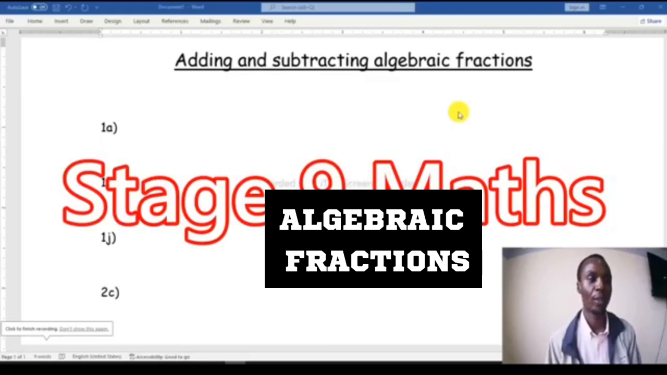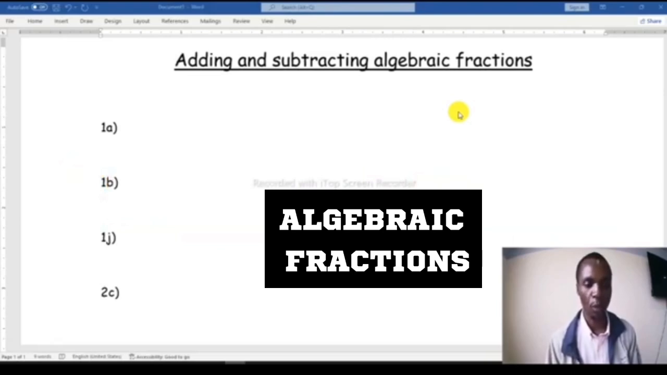We are going to look at our topic, adding and subtracting algebraic fractions. So we should appreciate the fact that an algebraic fraction is any fraction that has unknown variables or letters, like we are talking about algebra. For example, x over 4 is an algebraic fraction, 2a over 3, b over 2, those are all examples of algebraic fractions.